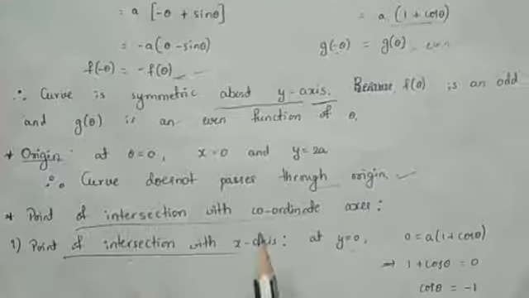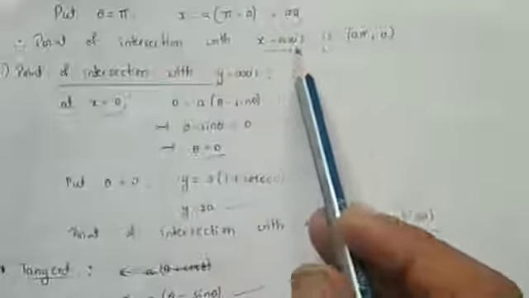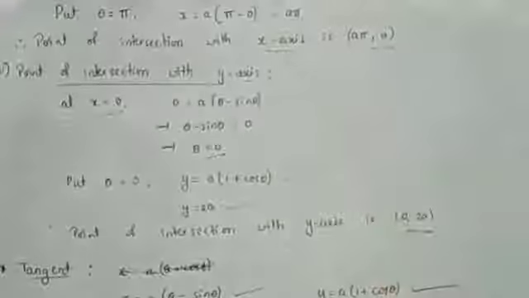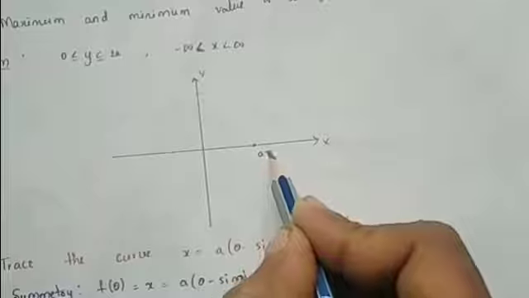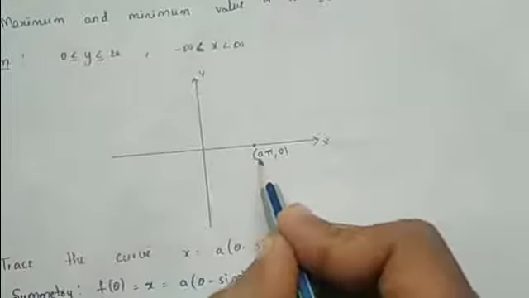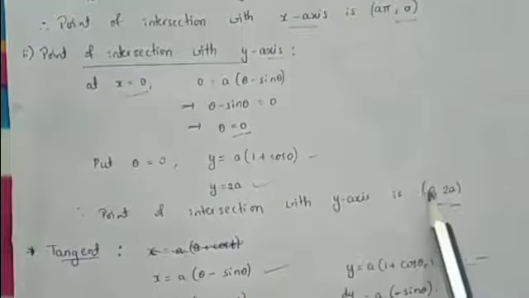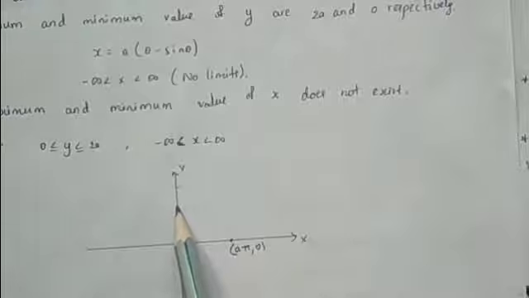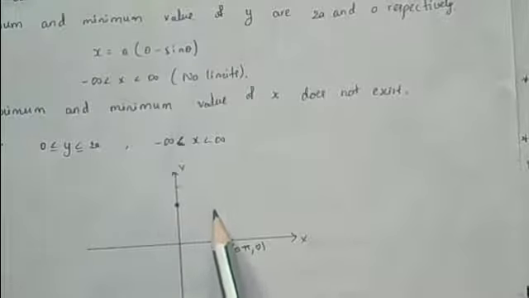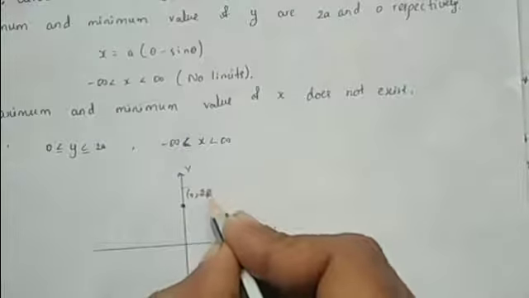Point of intersection with coordinate axes. The point of intersection with the x-axis is a pi comma 0. This is the point, a pi comma 0. Next, the point of intersection with the y-axis is 0 comma 2a. X is 0, y is 2a. This is the point of intersection. This point is 0 comma 2a.